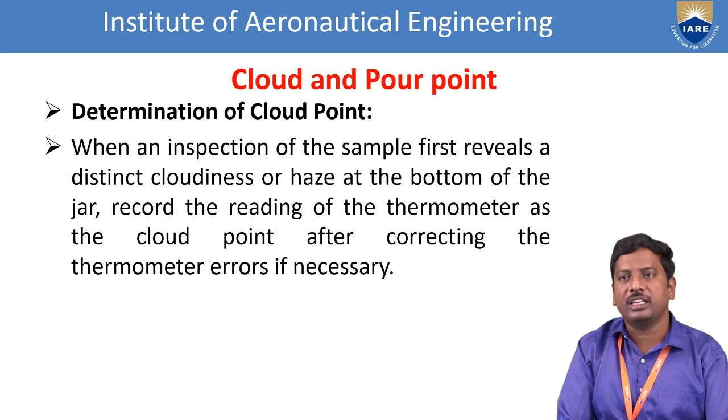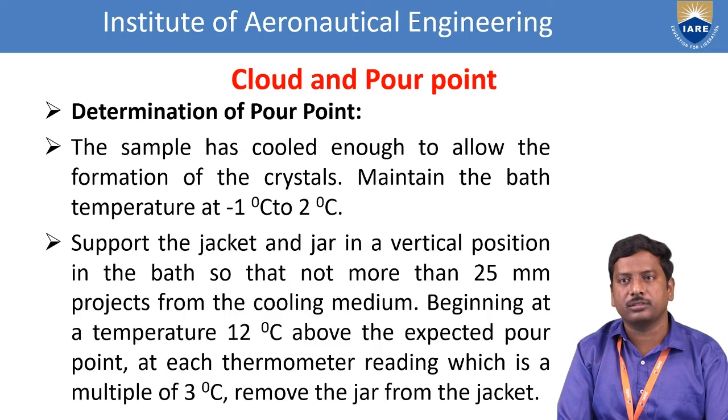Now, when inspection of the sample first reveals a distinct cloudiness or haze at the bottom of the jar, record the reading of the thermometer as the cloud point, after correcting the thermometer errors if necessary. So, this is about the cloud point determination. After that, we see the determination of the pour point.